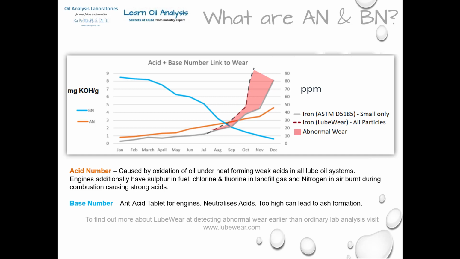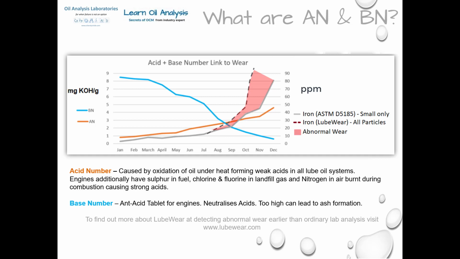Oxidized oils can form sludges in the machinery and also form corrosive acids that can attack metallic components. That is why we measure the acid number of a lubricant to assess how far this process has gone and time oil changes to get the maximum life of the lubricant, but to prevent abnormal wear formation.